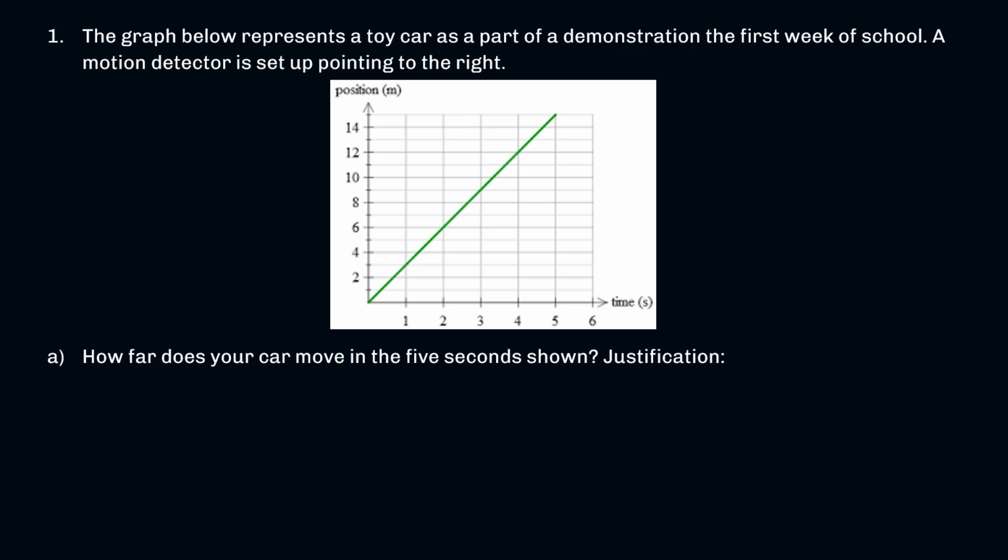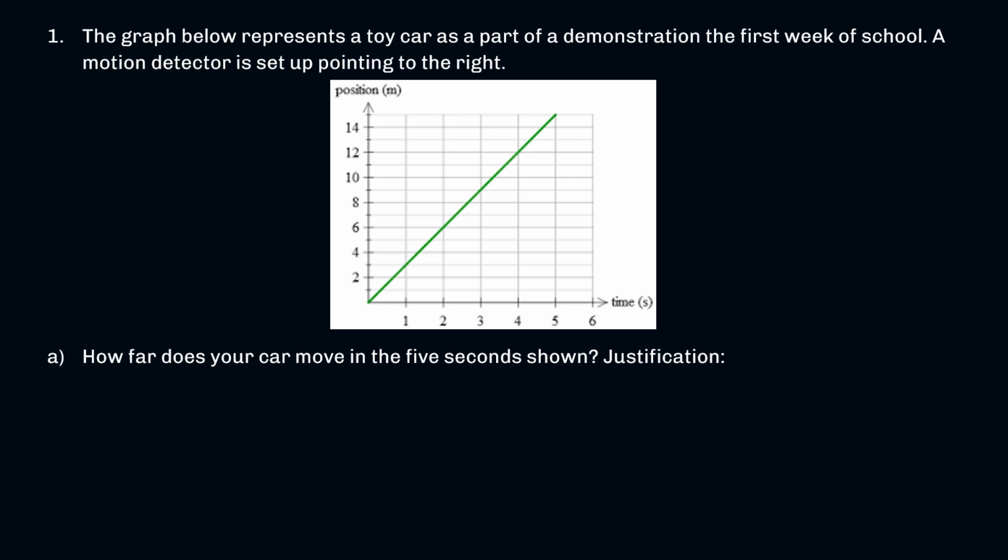So you're going to go to position time graphs. So in position time graphs, you have a few facts here. So to determine how fast an object is moving, look at the steepness of the position time graph. That's your first fact there. So let's look through all of these facts and see if there's one that can help us with the first one here, trying to see how far does your car move in the 5 seconds shown.